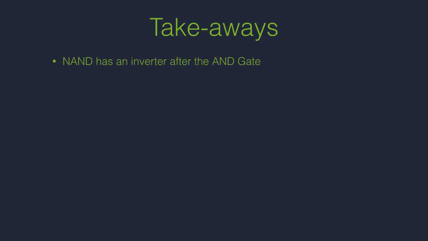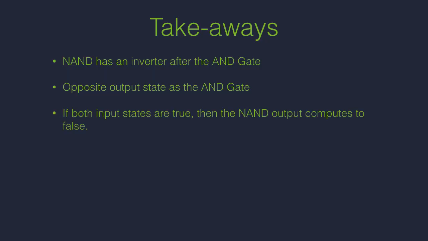All right, so what are our takeaways here? The NAND has an inverter after the AND gate. Opposite output state as the AND gate. Does that make sense to you? So it has an inverter after it. It's just going to flip whatever state the AND gate is giving it. It's just going to flip it to the opposite state. So if both input states are true, then the NAND output is going to compute to false. Otherwise, it's going to be true.